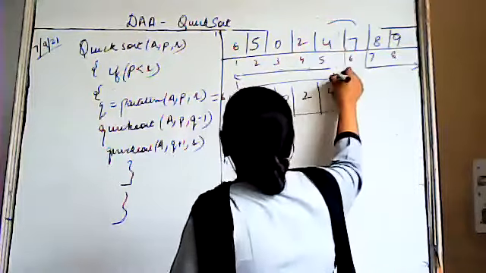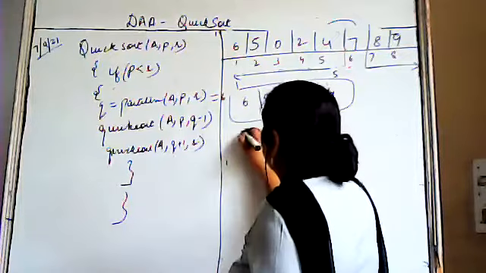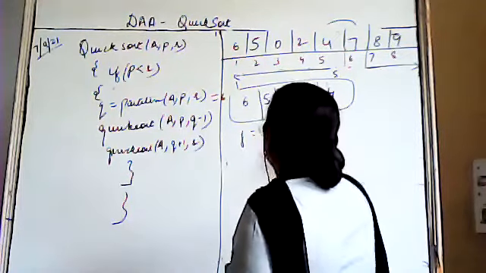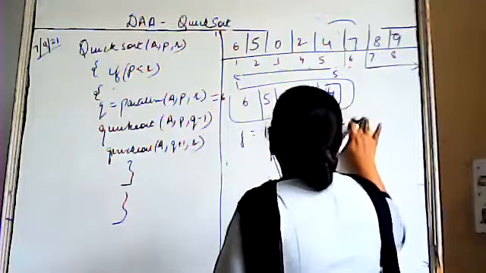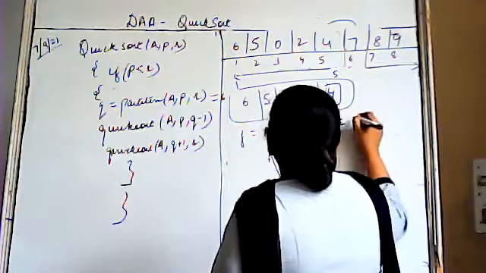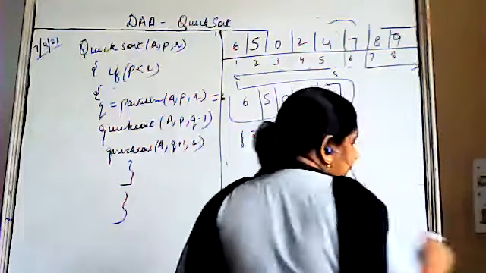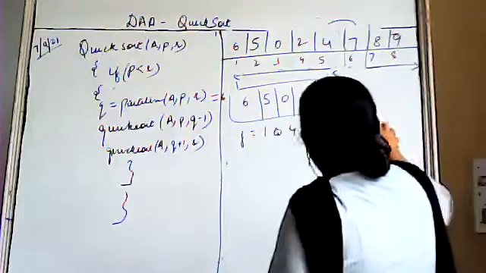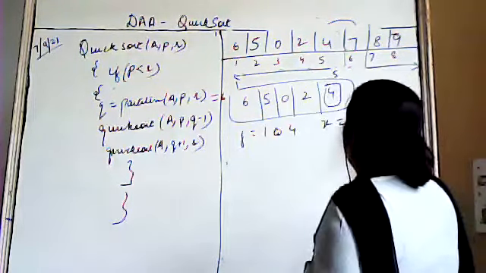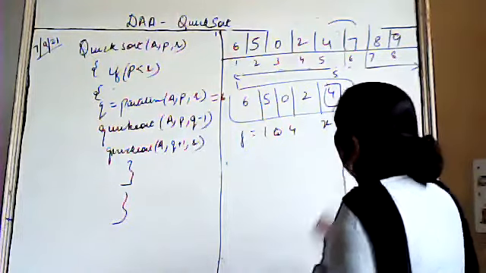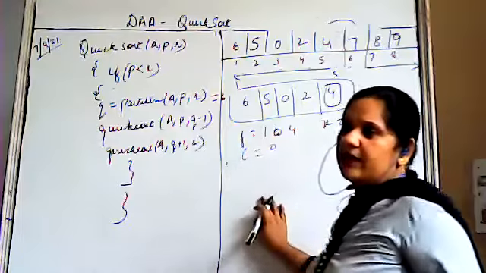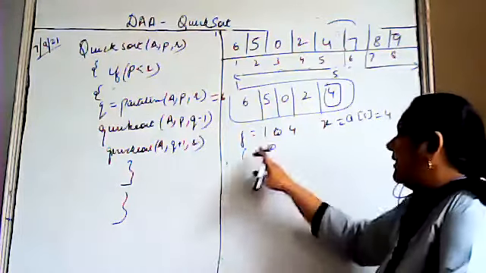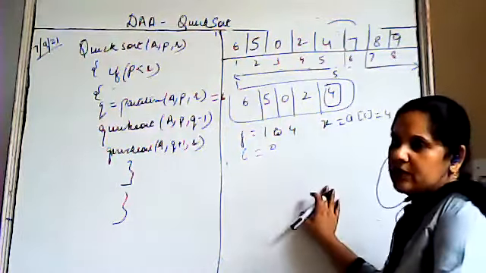1 comma 5. So J will move from 1 to 4. And this is my X, X is equal to A of 5, that is 4, is my key. That is equal to 4. And I will be equal to 0 since I is equal to P minus 1. P is starting from 1. So I will be equal to 0.